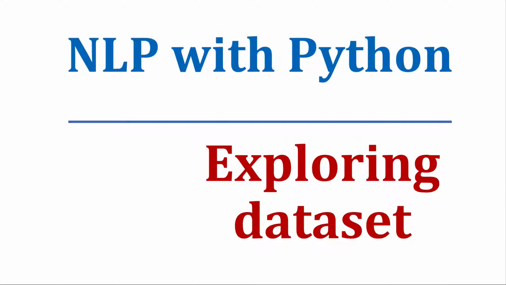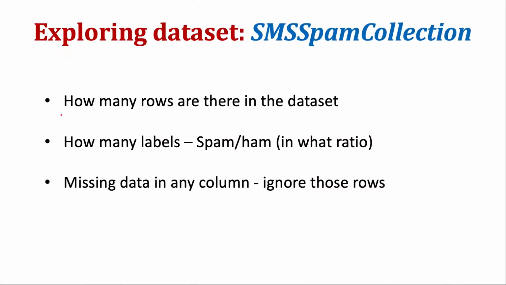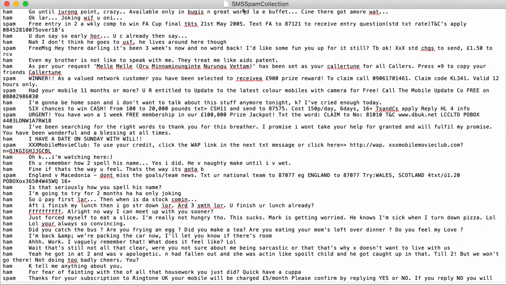So now that we know how to read a text file, text data, it's time to explore the dataset. Before diving deep into cleaning the dataset and processing it, it's very useful to first explore the dataset and know more about it. For example, how many rows are there in the dataset? Remember that we are currently working with the SMS spam collection dataset, which is a dataset containing some labels, ham or spam, and some text message.